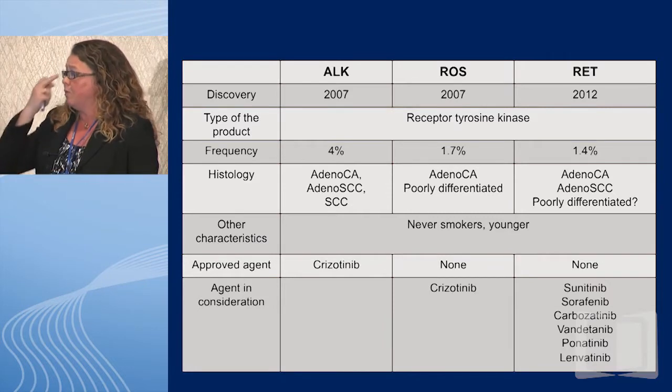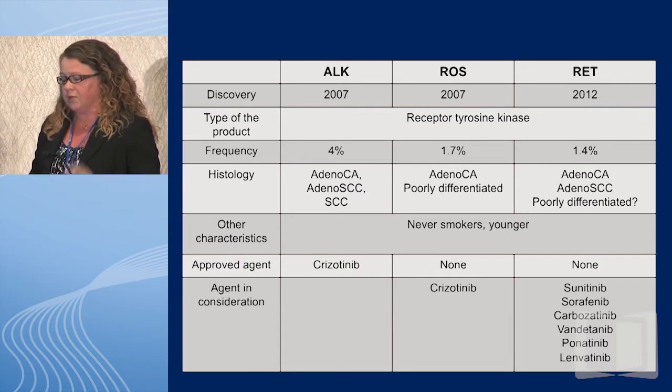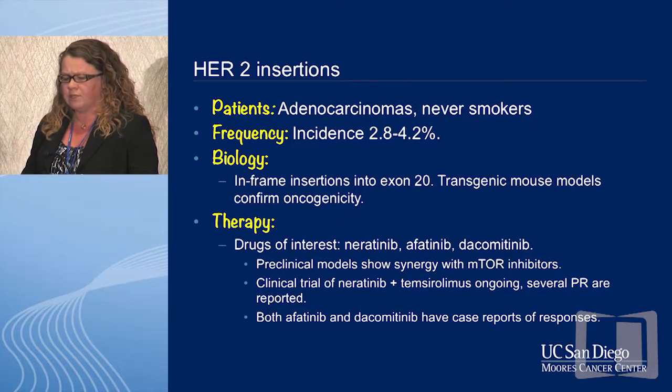This is a table comparing ALK, ROS, and RET, and you can see the dates that they have been discovered, and the frequency, which is pretty rare. You can see the treatment, crizotinib versus crizotinib, and a slew of other things. The carboplatin trial is accruing. There is a site on the West Coast and a site on the East Coast, and the ponatinib trial is also accruing, and I don't remember where the sites are. So I have 2 more slides.